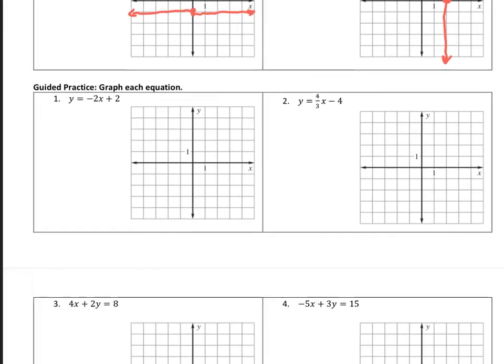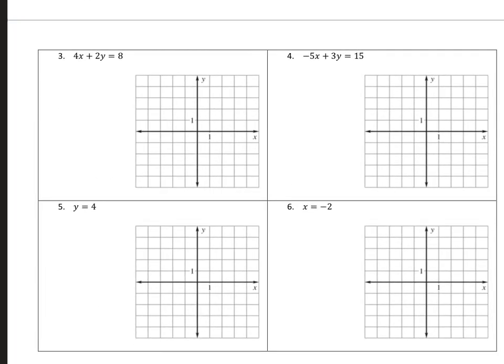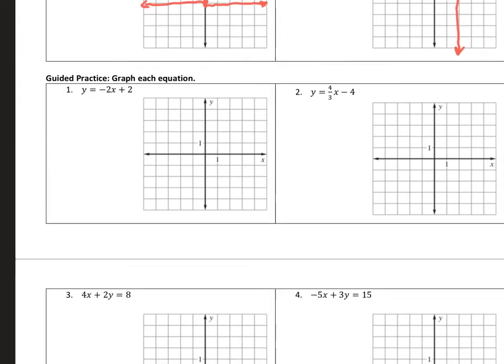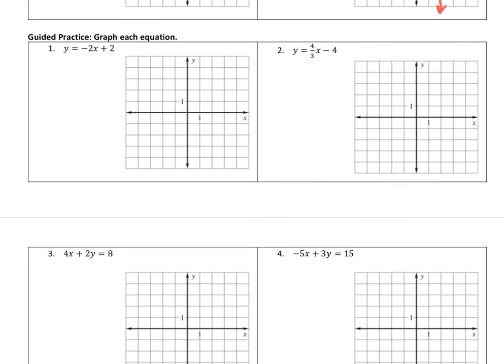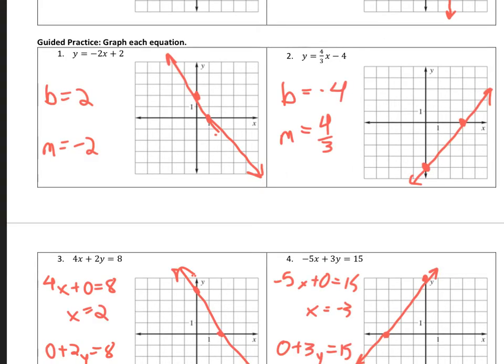Moving ahead, I have 6 guided practice problems for you. So this is just graphing. Again, good idea to pause the video and try these. No pressure if you're wrong, correct them. This gets you more comfortable solving problems on your own, okay? I've got a couple slope-intercepts, a couple standard forms, and then a couple horizontal and vertical lines.